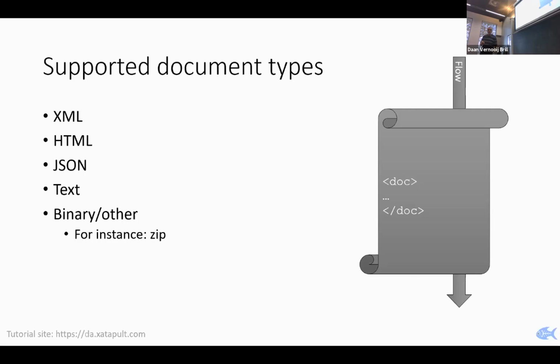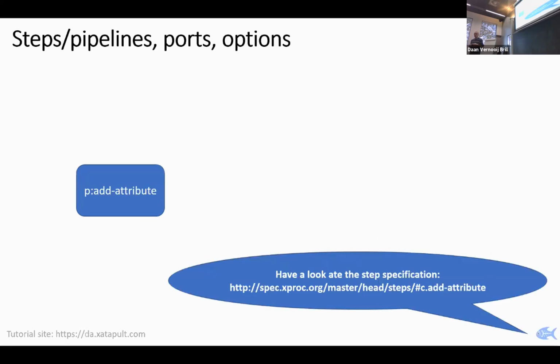So let's get back to the steps or to pipelines. And to say something about it, let's have a look at a very fundamental step in XProc, which is the p:add-attribute, which, no surprise, adds an attribute somewhere in the XML in your document.